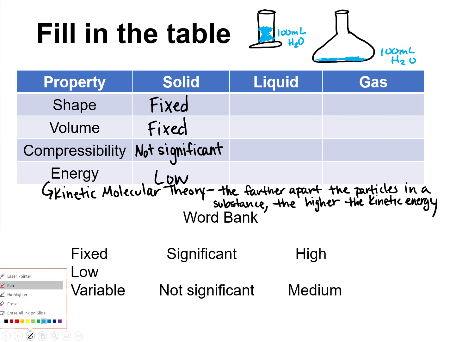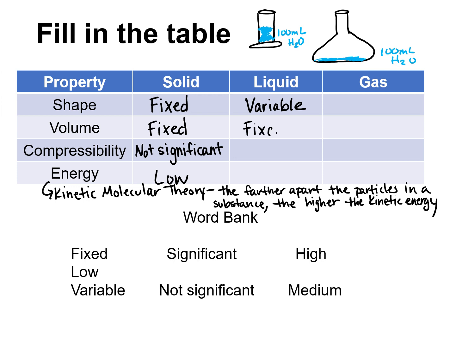So what that means for the shape and the volume is that the shape of the water is variable. It depends on the container. If you look at the graduated cylinder, that's kind of tall and slender. And then the big flask, it's going to be kind of laid out because it's only 100 milliliters, so it's going to be pretty level and flat. But the volume of water is still the same. It's 100 milliliters no matter what container you put it in. So the volume is fixed.